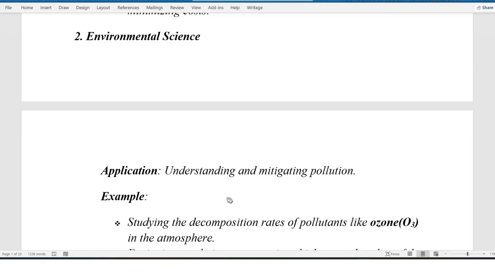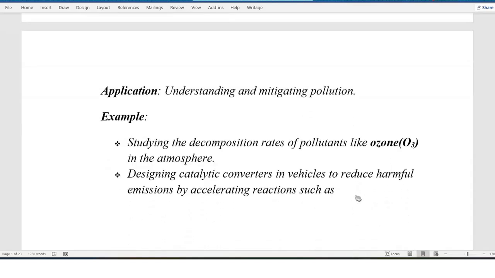Another practical application is in environmental science, where understanding and mitigation of pollution is very important. Under that, we shall be looking at studying the decomposition rates of pollutants like ozone in the atmosphere. We know ozone is important at a particular level of the atmosphere, that is the stratosphere, and then the troposphere.